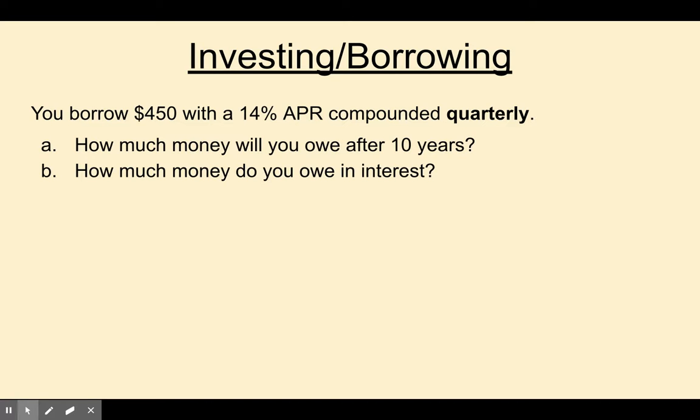How about this? Instead of investing, let's say I borrow. I want to borrow $450 with a 14% annual percentage rate, and this time compounded quarterly. Quarterly means 4 times a year, quarters. So let's go again. P is 450, that's my principal. 14% is my APR, so divide it by 100. The number of times is quarterly, so that's 4, and I'm still going to go 10 years. Notice this: whether I invest or I borrow, I still accrue the same amount of money. It's just that one of them I get, the other I owe.